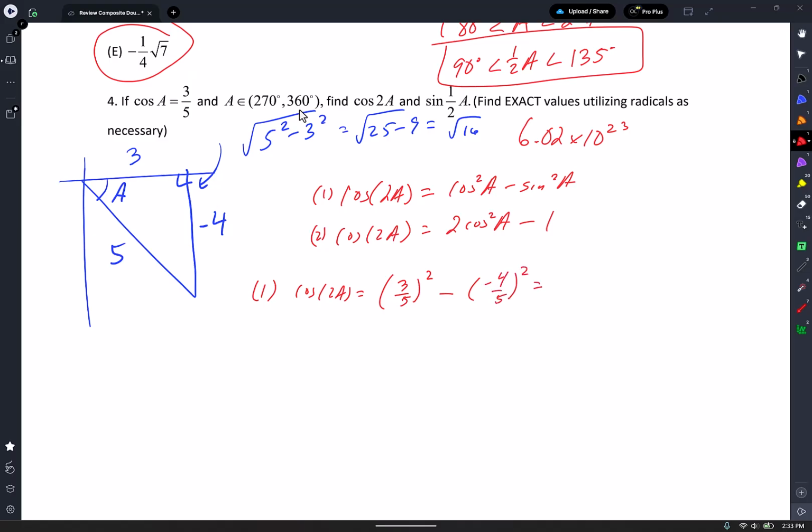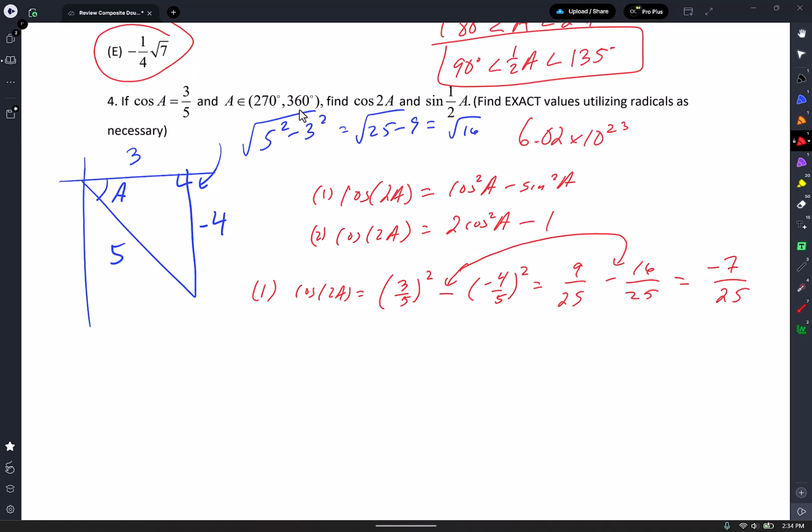Let's see if we can do this without a calculator. When I square the 3/5, 3 times 3 is 9, 5 times 5 is 25. When I square the 4/5, negative times the negative is a positive, so it goes away, but I still have that minus. That minus is this minus. So 16 over 25. The difference between 9 and 16 is 7. Since the 16 is larger and the 16 is the one that has the minus sign, this has to be a negative.